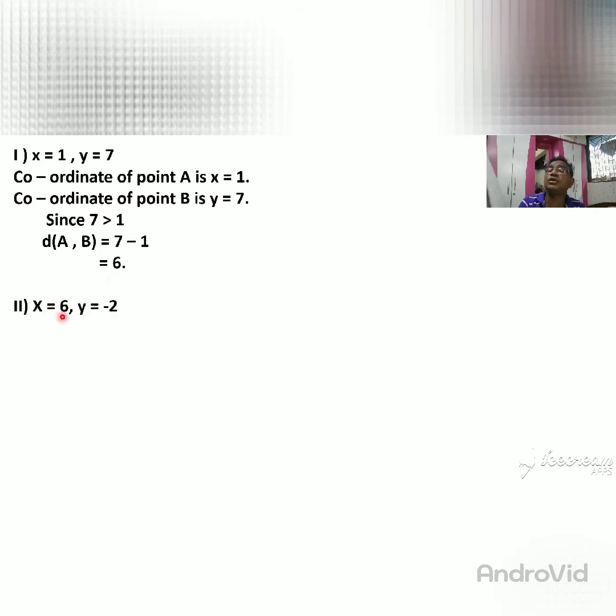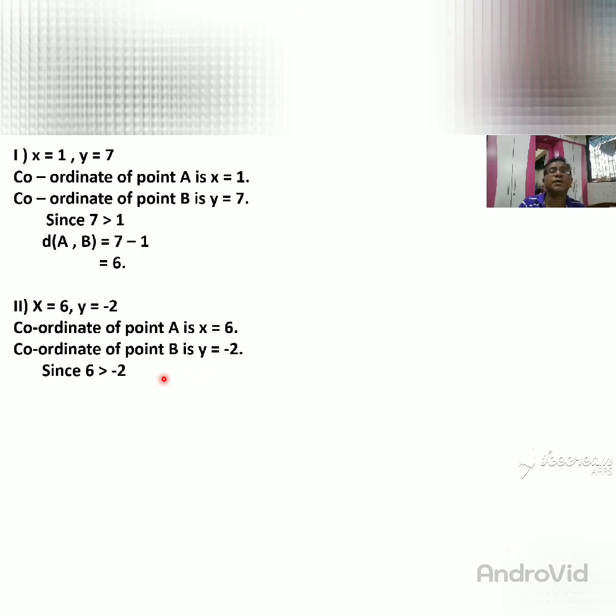See, x is equal to 6, y is equal to minus 2. So the x coordinate of A and the y coordinate of B, you know that very well. 6 is positive and 2 is negative. A positive number is always greater than a negative number. So 6 is greater than minus 2. The coordinate of point A is x, so x means the A coordinate, which is 6. Then the coordinate of point B is y, so y is equal to minus 2.